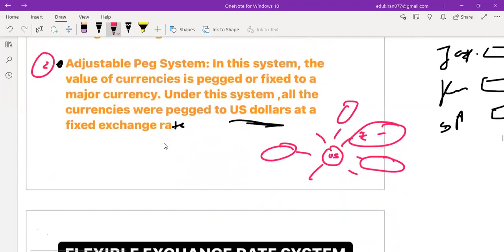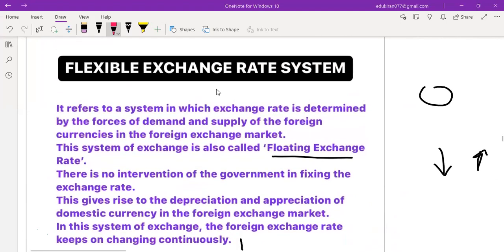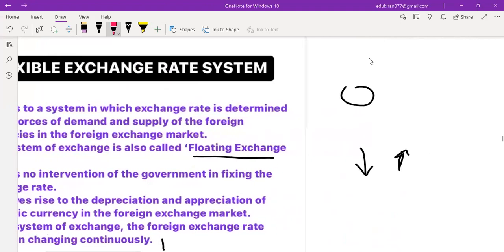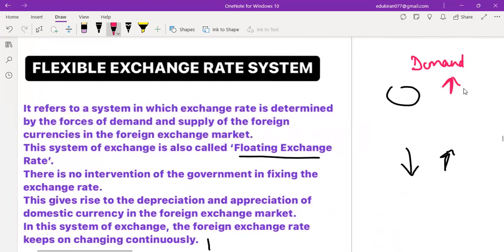Okay. Now coming to the next one, flexible exchange rate system. It refers to a system in which the exchange rate is determined by the forces of demand and supply. So if there is a lot of demand, like we want US dollars, at that time the price of dollars will increase. But when there is less demand for dollars, the price will fall. So it refers to a system in which the exchange rate is determined by the forces of demand and supply of foreign currencies in the foreign exchange market.